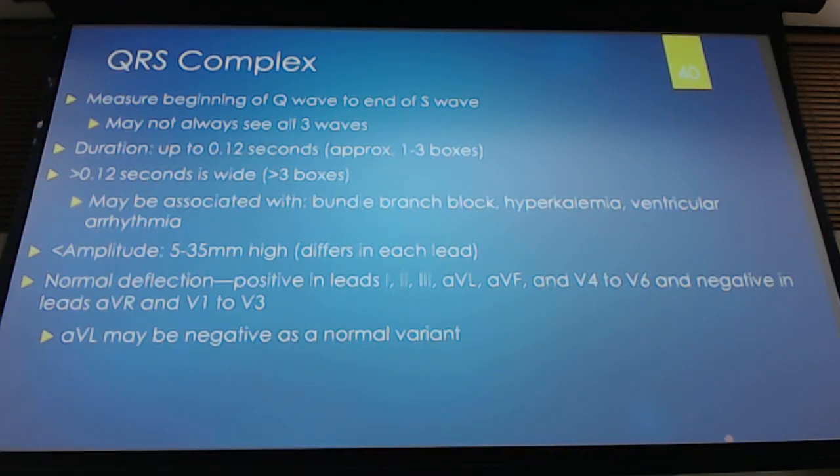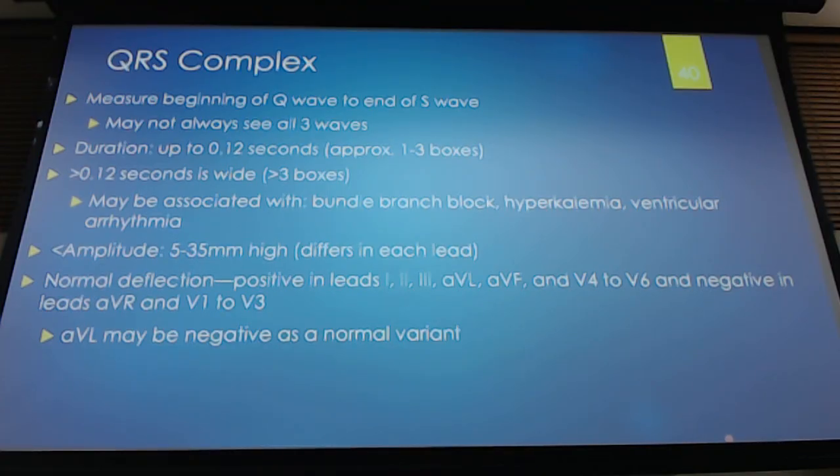Normally, when we talk about the deflection of the QRS complex, we're talking about the main portion of the QRS complex. Usually, in most of the leads, we're going to have a prominent R wave and a smaller S wave, except in V1 and V2. The main portion of that QRS complex is typically the R wave, typically positive in the majority of leads: 1, 2, 3, AVL, AVF, V4 to V6. It can be more negative in those early precordial leads, V1, V2, V3.